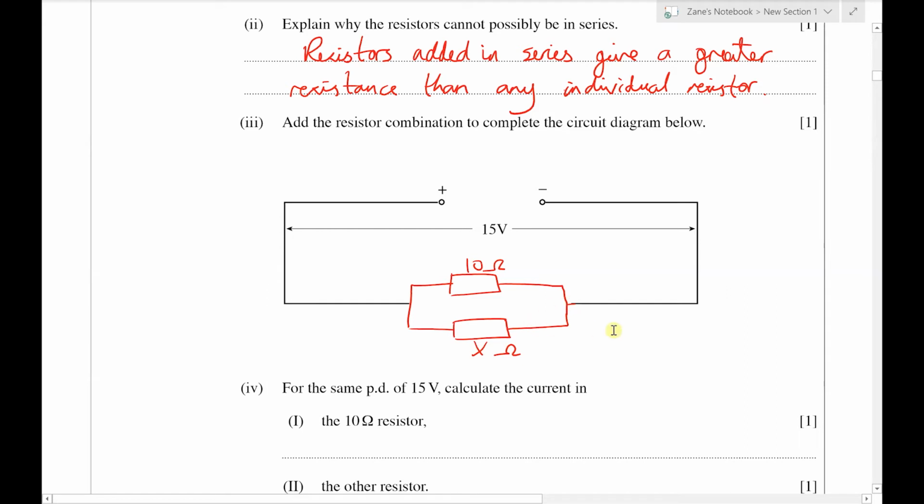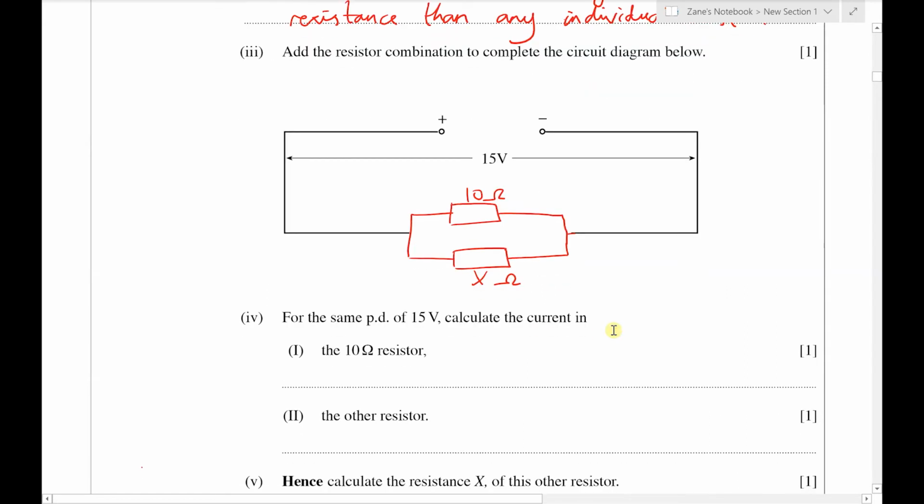For the same PD of 15 volts, we've got to calculate the current in the 10 ohm resistor. Well, that 15 volts is completely across that 10 ohm resistor. If we find difficulty in these questions, a good idea is to label potentials at different points. By convention, the negative side of the cell is labelled as 0 volts, and hence the positive side is 15 volts. There's no drop of potential as charges pass through a wire, so the potential at this point is still 15 volts. Potential at this point must be 0 volts because no potential drop across this wire on the right.